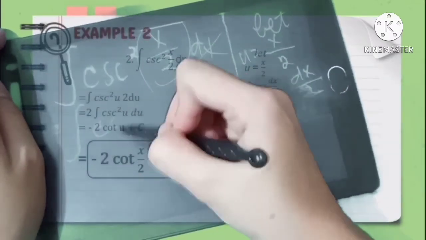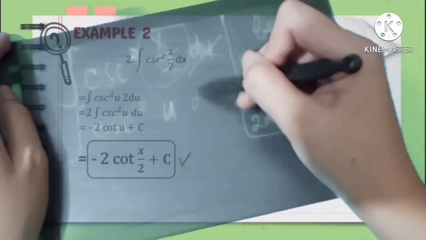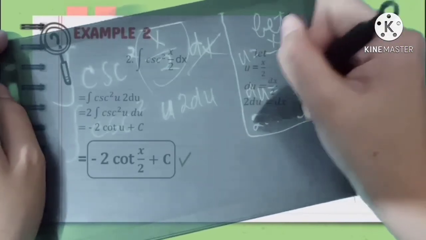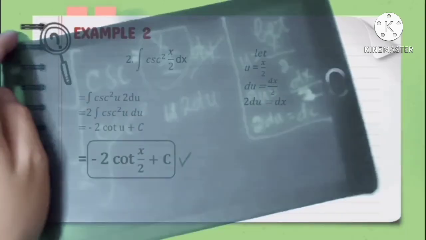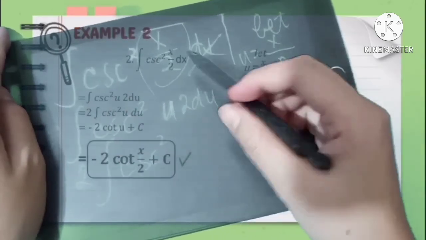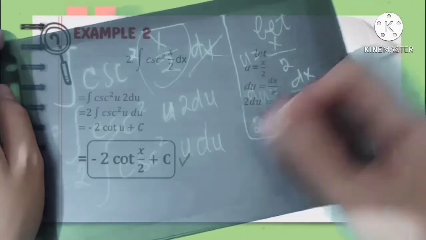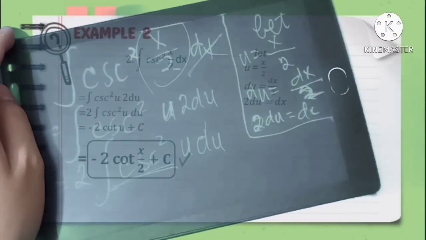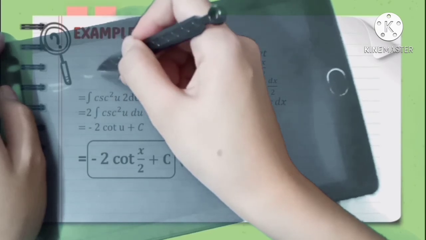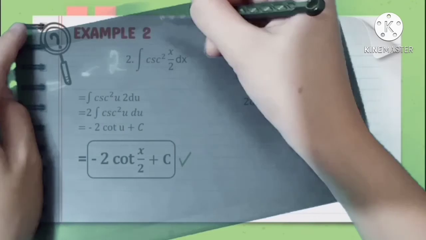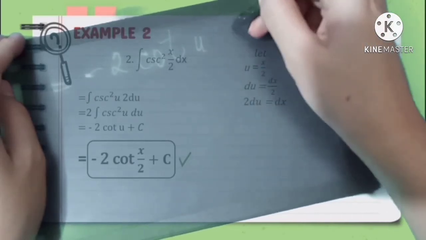Integration of cosecant squared. Then this x over 2, since that is u, dx becomes 2 du, since this is the 2. Okay, so let's take out the constant. That is 2 times the integral of cosecant squared u du. So, we can now integrate it. What is the integral of this? That would be negative, since the integral of cosecant squared is negative cotangent u, so negative cotangent u plus c.